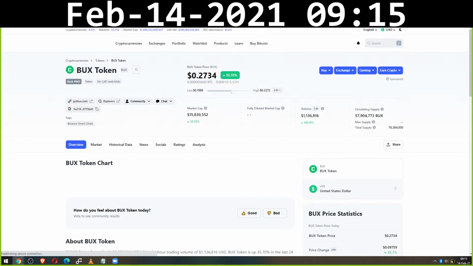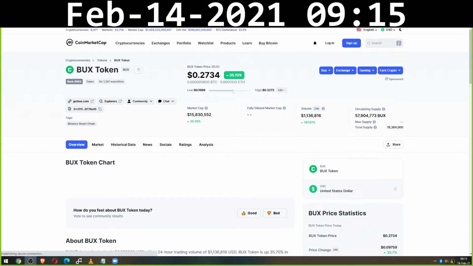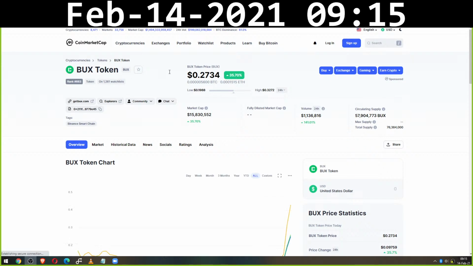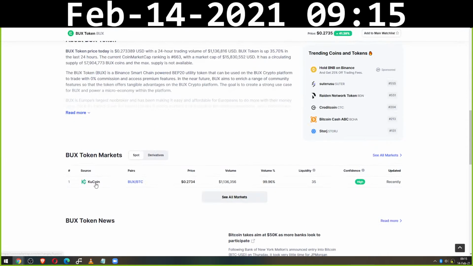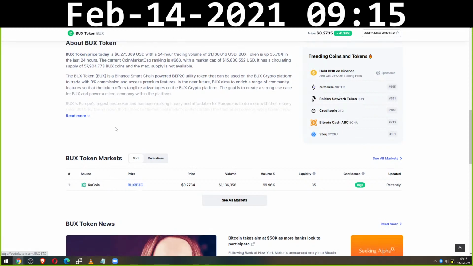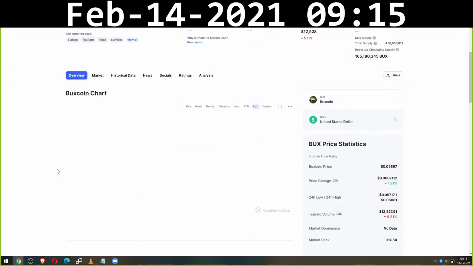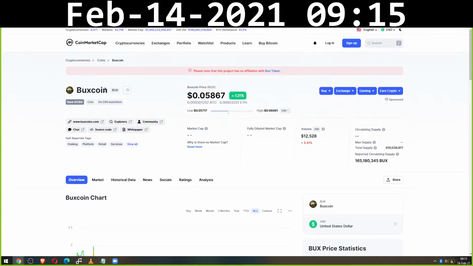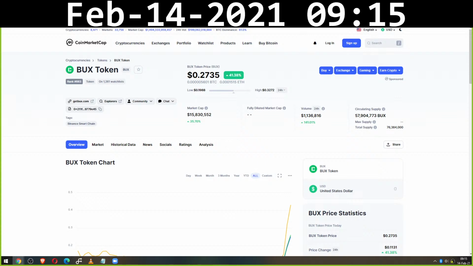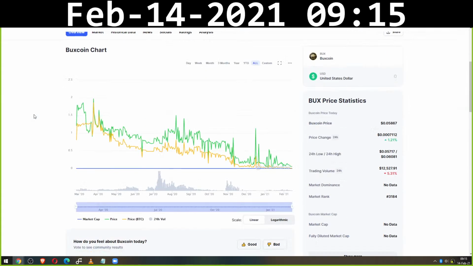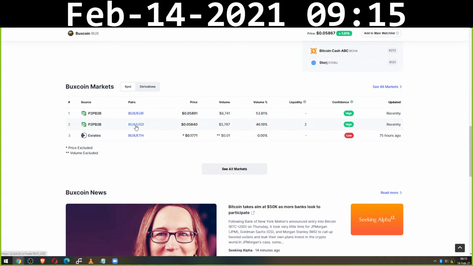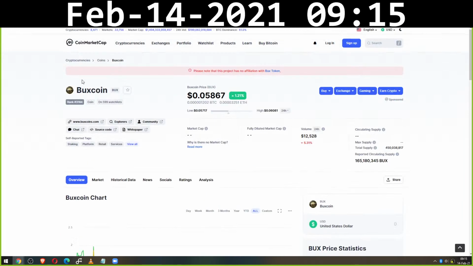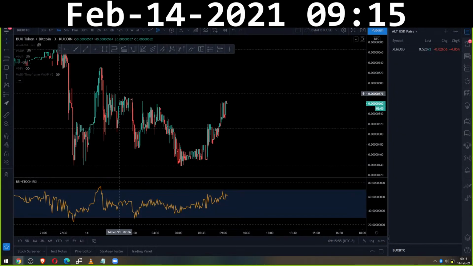Dude, look at how slow this is. What is this doing? Bucks token, BUX. Where is this thing at? It is only on KuCoin. Okay, and you can only do BUX BTC. What's the difference between this and this? Bucks coin, and this is Bucks token. Bucks, Euro, Bucks. P2P, peer-to-peer. Anyways, all we have is BUX BTC on KuCoin.